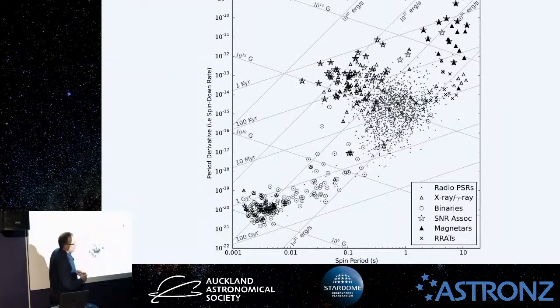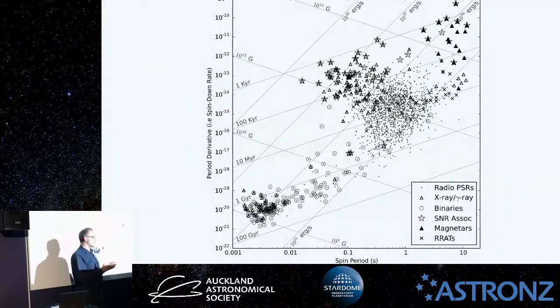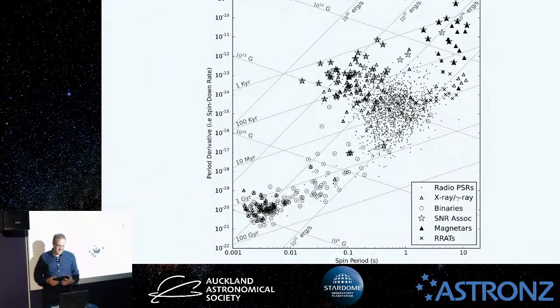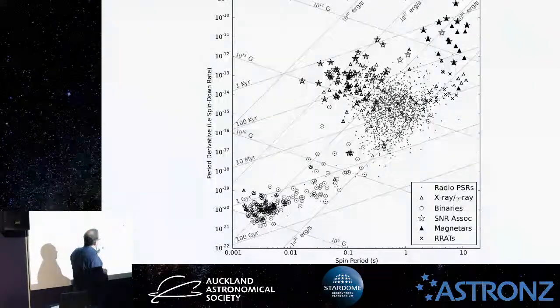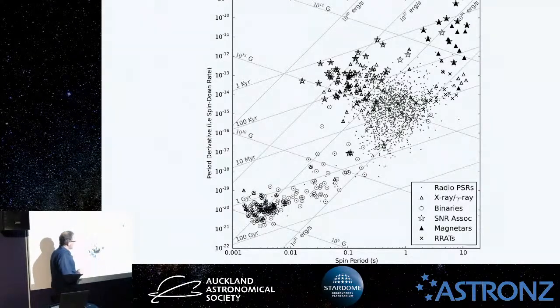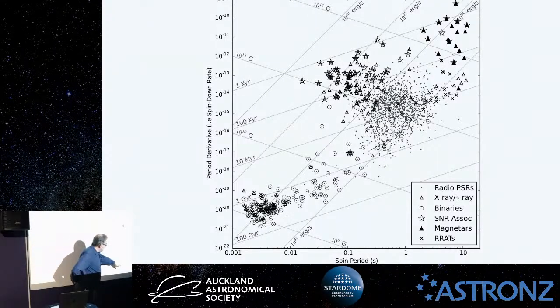Using some pretty basic assumptions about how heavy a neutron star is and what its moment of inertia is, which is really talking about its resistance to slowing down, how good a flywheel that neutron star is, you can infer things about the strength of the magnetic field that's slowing it down. So here you see a line that's labeled 10 to the power of 8 Gauss.